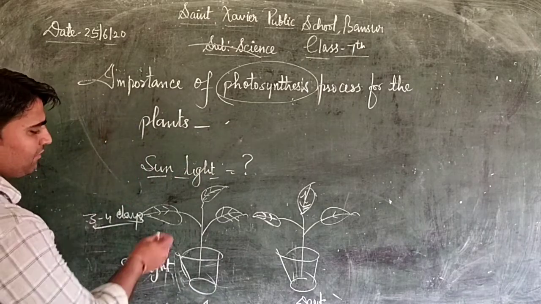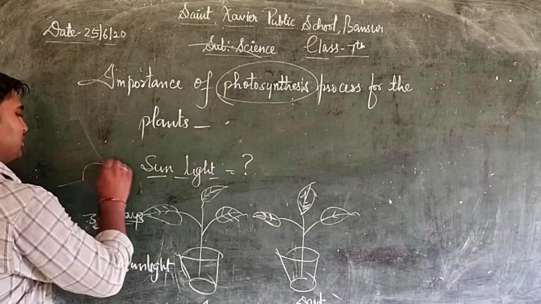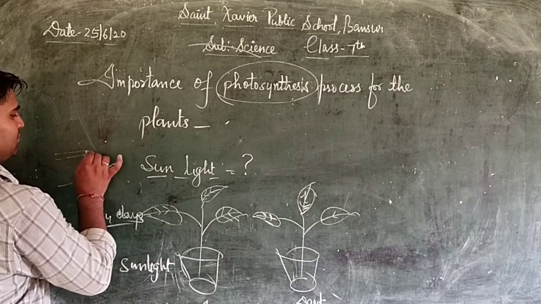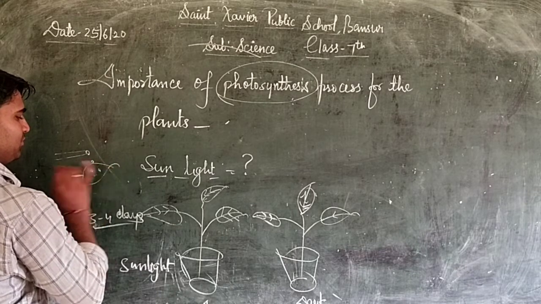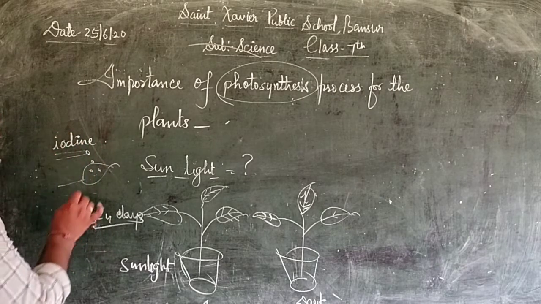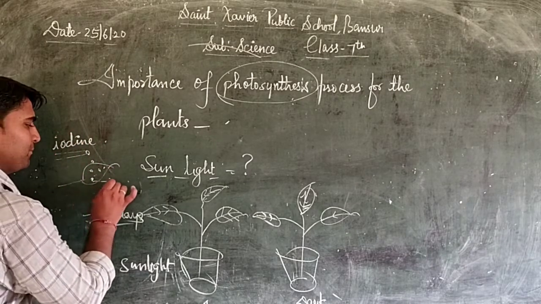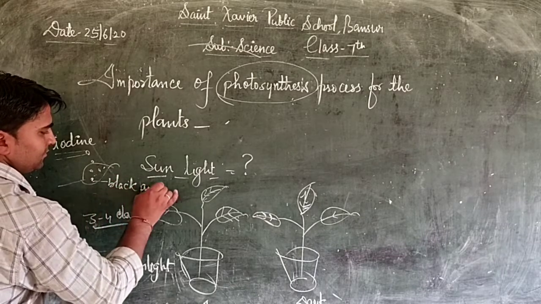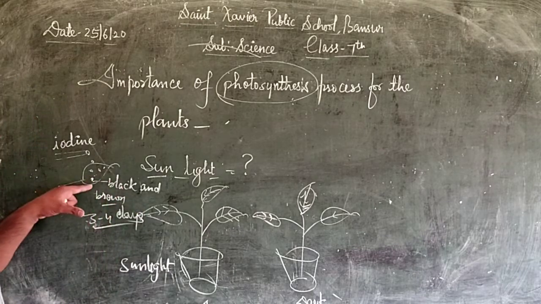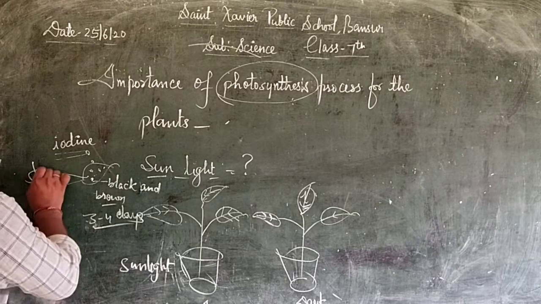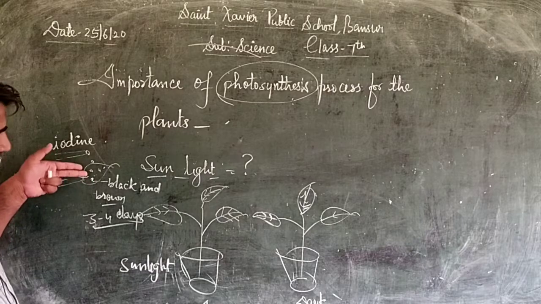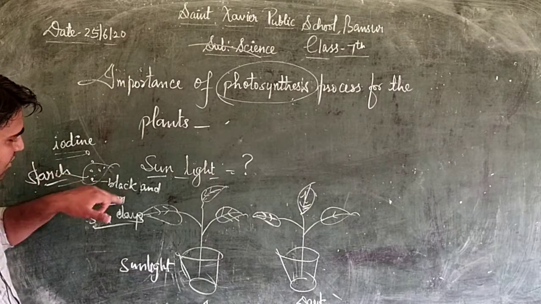In plant A, when we take any leaf and pour a drop of iodine solution on that leaf, the color of this leaf will be black and brown. So it means that starch is formed here. In the presence of sunlight, starch is formed. So on this leaf the color has changed.